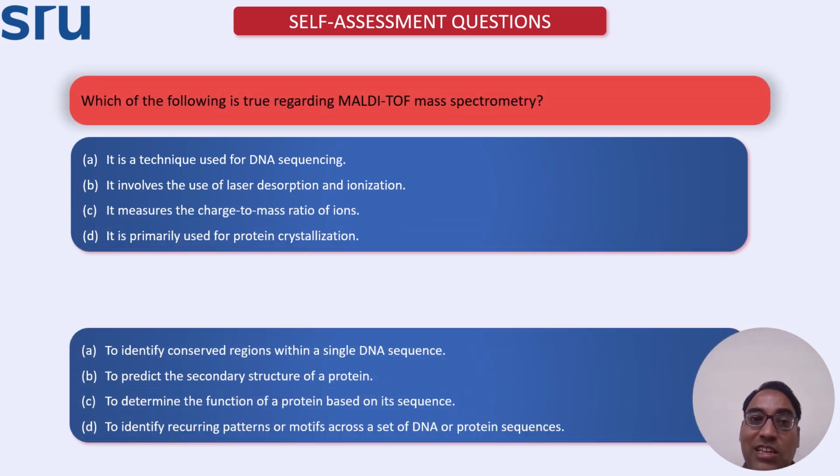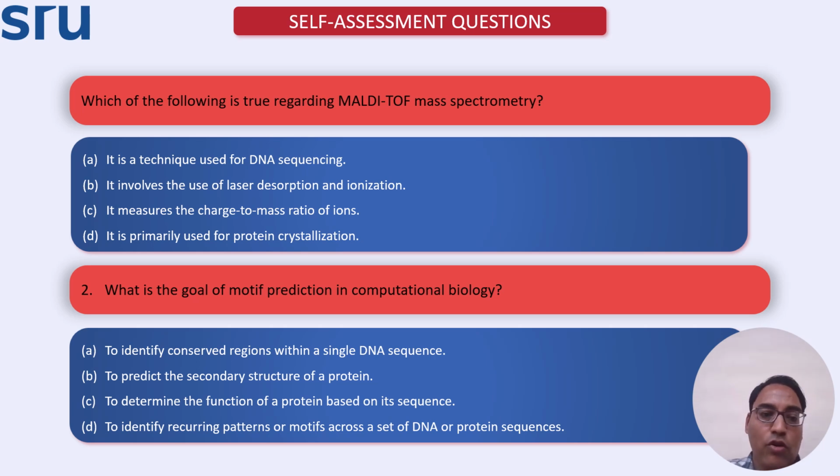Now let us discuss the self-assessment questions with respect to this part. Which of the following is true regarding MALDI-TOF mass spectroscopy? It is a technique used for DNA sequencing? Of course not. It can also use laser desorption and ionization. It makes sense. It measures the mass to charge ratio of ions. That is not the ultimate objective here, so it is incorrect. It is primarily used for protein crystallization. That is of course wrong here. So the correct answer is the second part, B.